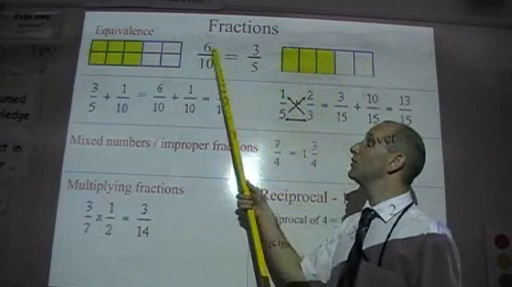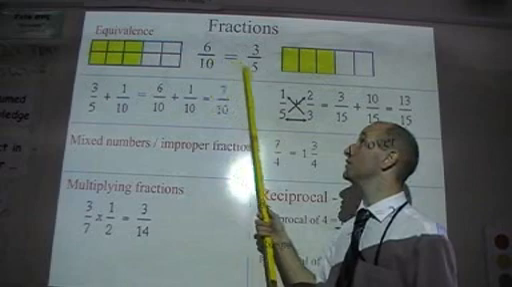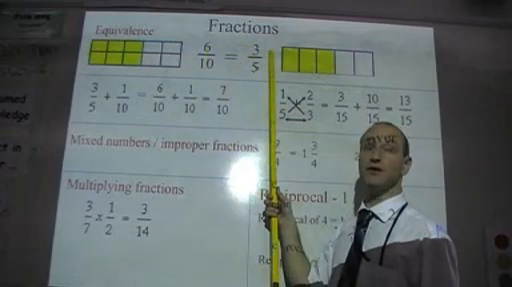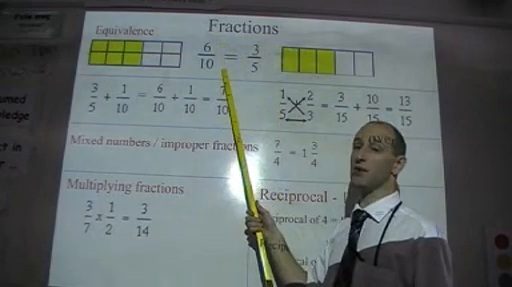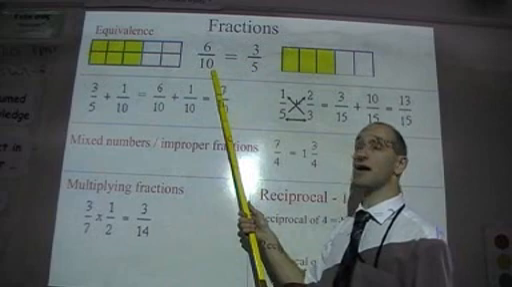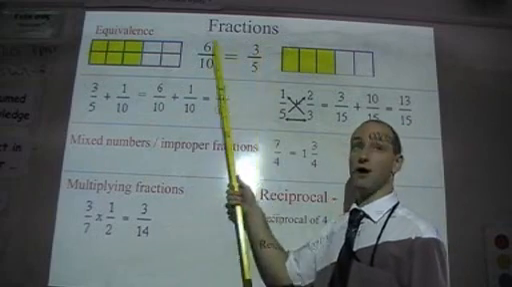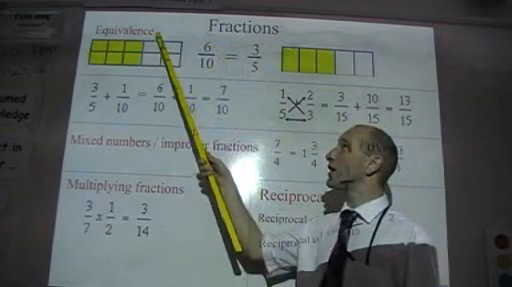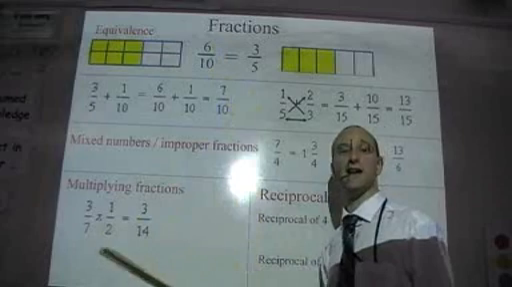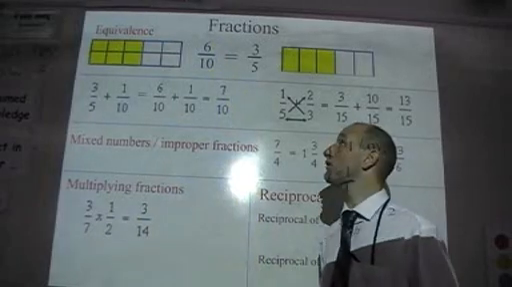Now, if you look at this, what I've really done is 10 divided by 2 is 5, 6 divided by 2 is 3. So I've divided the top and the bottom by 2. Or, to get from 3/5 to 6/10, I've timesed 5 by 2 and 3 by 2. Now, with equivalent fractions, as long as you multiply the top and the bottom by the same number, it's exactly the same value of fraction.